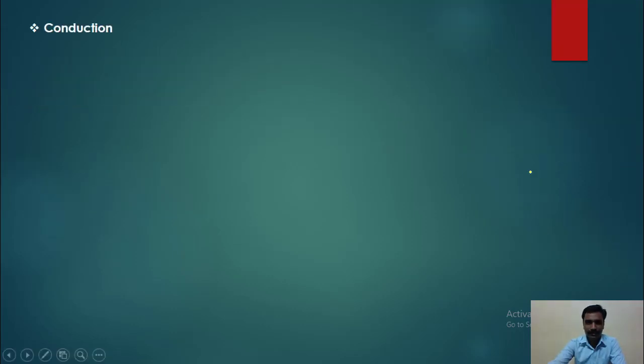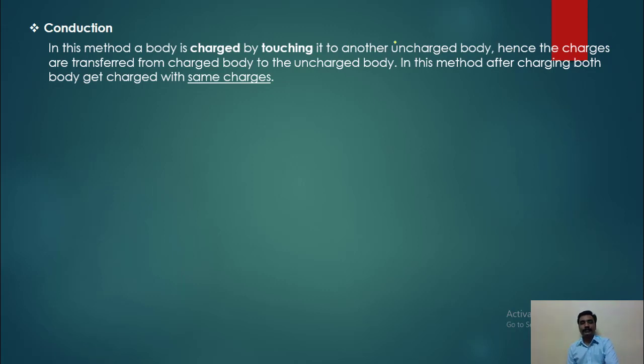First is conduction. In conduction, the charge is transferred from an already charged body to another uncharged body by actual touch. After charging, both bodies will have the same charge. Obviously, the first body possesses a positive or negative charge; for a moment, we will consider positive. Those charges will be transferred to the other body which does not have any extra charge. So what kind of charge is transferred? Whatever the first charged body has, that is the same charge.